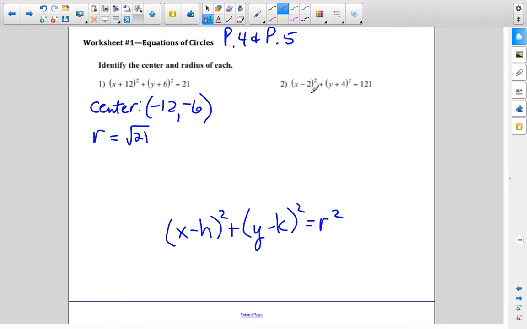Let's go over here to number 2. The center, thinking of how this looks like my formula, is at 2, -4, and my radius, which is not 121, it is the square root of 121. And remember when we wrote that long list of perfect squares, the square root of 121, if you put that in your calculator, you're going to find out it's the number 11.